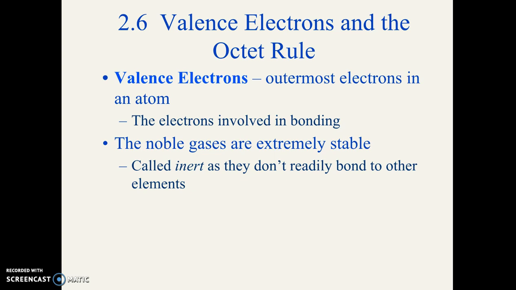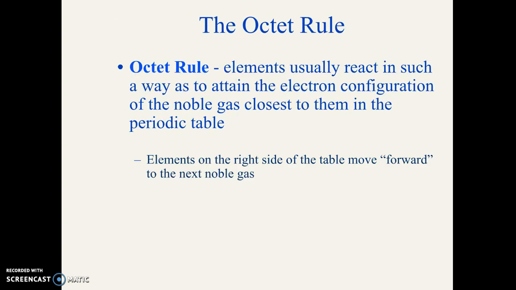Why are the noble gases extremely stable? They're considered inert, and they don't readily bond to other elements because they have 8 valence electrons. So that's where the octet rule comes in, with 8 valence electrons. So we're just going to be looking at the outermost s and p electrons. So in the outermost energy level, the ones that are the furthest out, and only the s's and the p's.